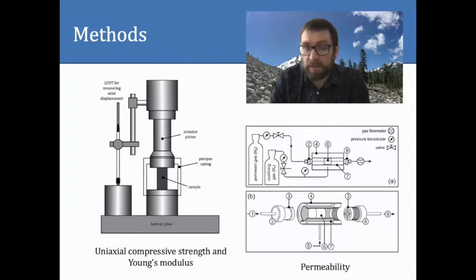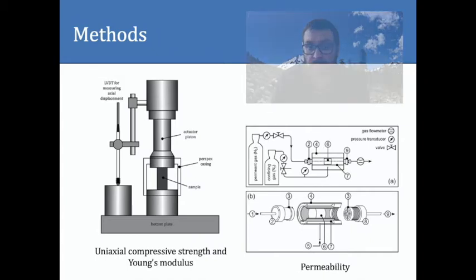The device used to measure permeability is shown in the diagram on the right. Finally, we measured their uniaxial compressive strength, a widely used metric for rock strength, using the device shown on the left. The mechanical data from these tests was also used to determine the Young's modulus of the rock samples.